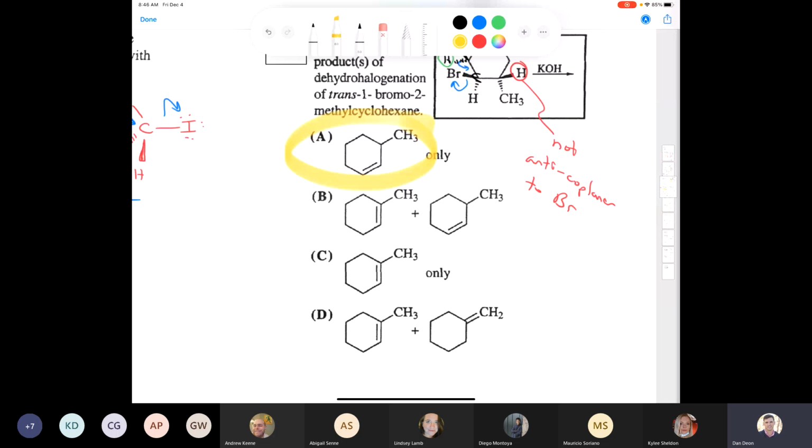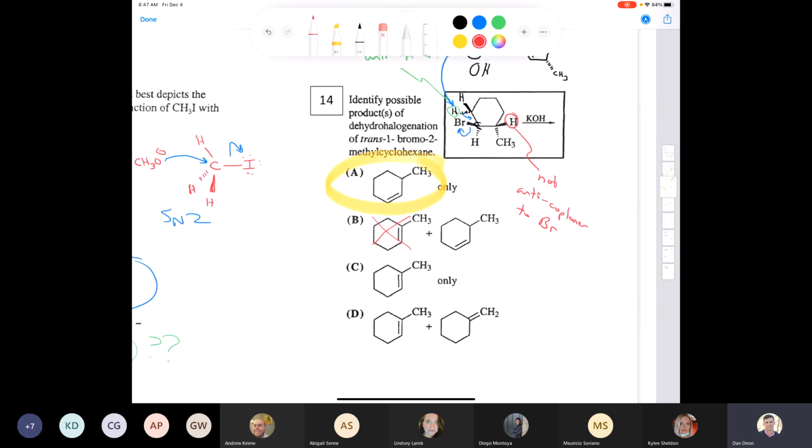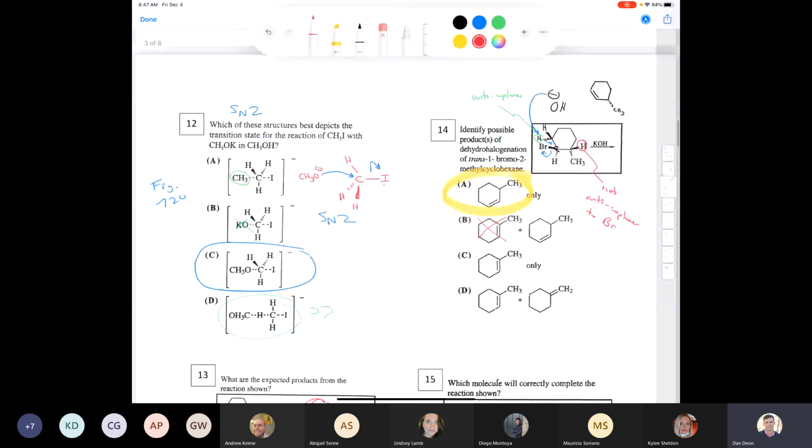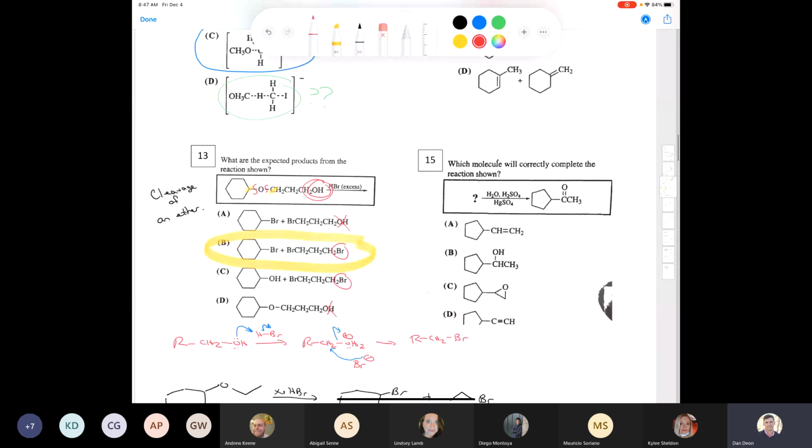So what they're trying to do is trick you into choosing both of these ones in B. But remember, you can't form this product, and it's because of that hydrogen that I have circled in red, which is not anti-coplanar. So things to think about: what are they asking in this question? A couple of things. They're asking if you understand E2 reactions, and they're asking if you understand an E2 reaction on the cyclohexane. So it's kind of up a notch. It's not just a regular old straight chain E2 reaction.